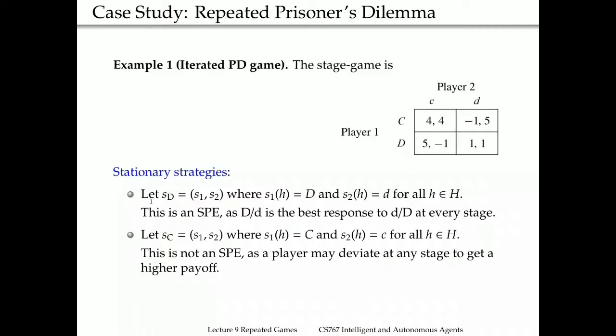Right. However, if you look at another stationary strategy, which is mutual cooperation, say the first player always chooses C and the second player always chooses C, so they mutually cooperate with each other. This is not an SPE, because if one player knows that the opponent will always choose C, then it's really easy for this player to exploit this fact, to take advantage of the other player by deviating from C to a D and getting higher rewards. So this is not a stable configuration. Right? So this is not an SPE. But in this setting, when we have infinitely many stages, is it still possible that we can enforce mutual cooperation?